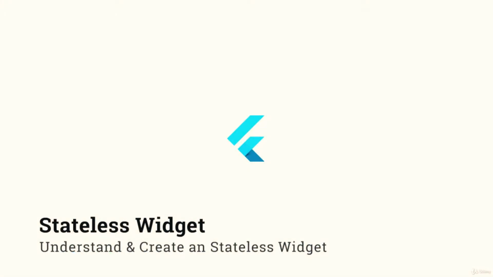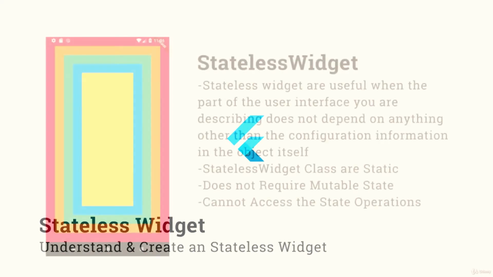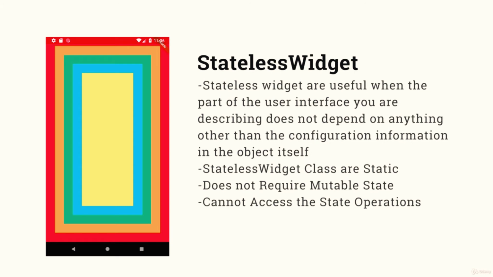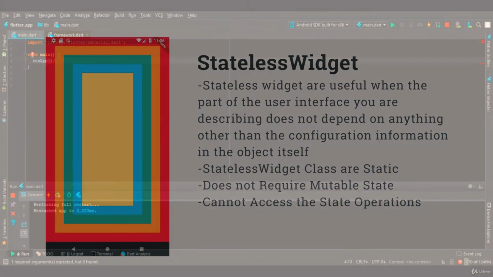In this video, we are going to create and understand a stateless widget. So stateless widget class is a widget that does not require a mutable state, which means you cannot access the state and therefore you cannot perform and change the state. So in short, we can say that a stateless widget class can be used to create static widgets that does not perform any mutable operations.